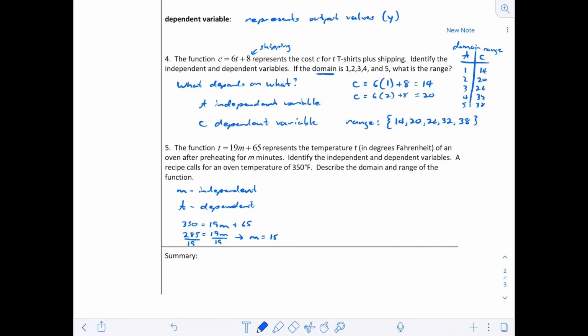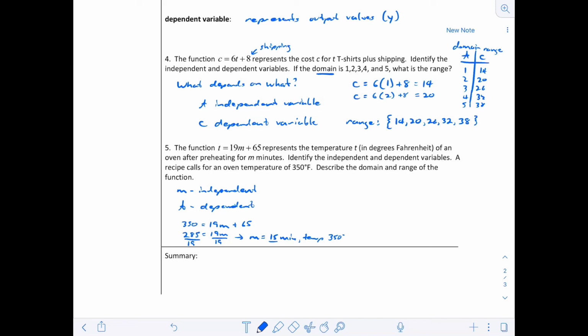What that means is that at 15 minutes, the temperature will be 350 degrees. Because again, m is minutes, so at 15 minutes, the temperature will be 350 degrees. So that's just an example of what this equation is doing, where we could plug in minutes to get temperature, or in this case, we knew the temperature, and we could figure out how long it's going to take to reach that temperature.